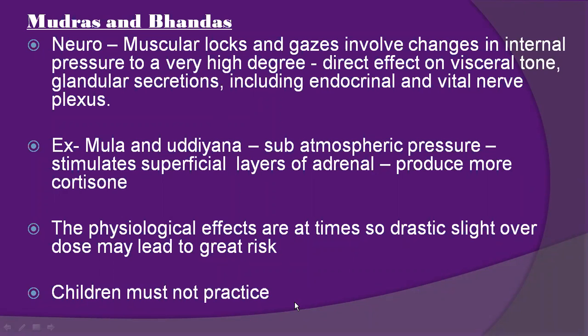So what is the difference between mudras and bandhas? Neuromuscular locks and gazes. In bandhas, you arrest your breathing, either outside or inside. In mudras, breathing continues. That is the difference between mudras and bandhas. Where there is contraction and suspended breathing, it is bandhas. Where there is regulation of breathing, with continued breathing, it is mudras. That is the difference.